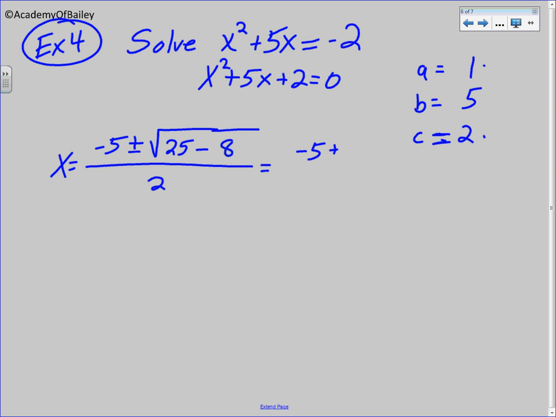Negative 5 plus or minus the square root of 17 over top of 2. And there you go. There's your solution, your two solutions there.